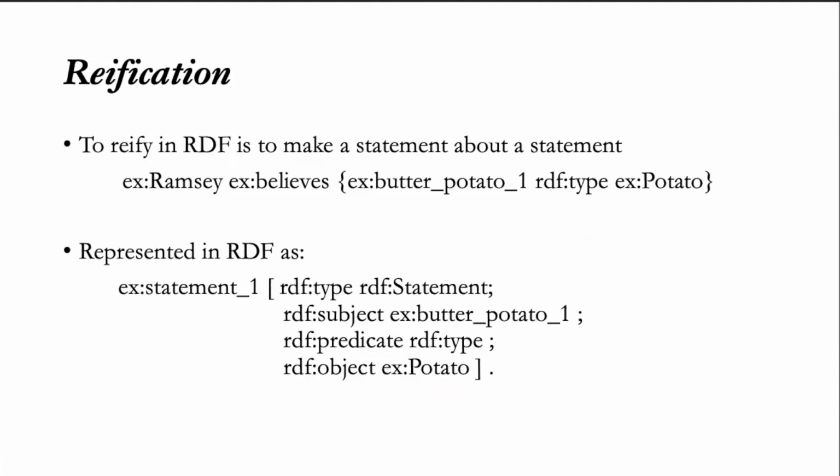How does it do it? Here's one way to do it. If you want to represent this kind of reification, or this kind of meta statement about triples, you can do it this way. A statement here is the expansion of the content of that belief. The type statement: subject, butter potato, predicate, type, object, potato. And then this statement here is what Ramsay believes. So Ramsay believes statement one, which has got this structure here.